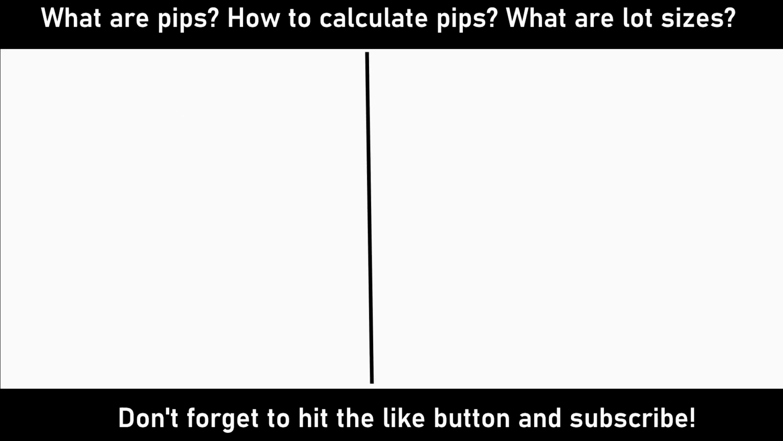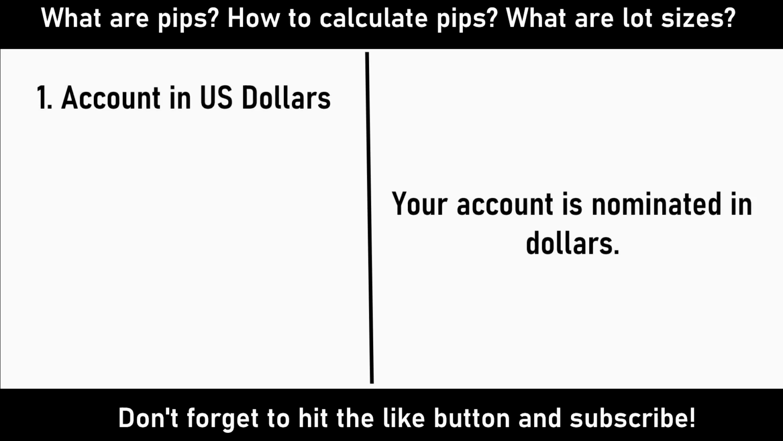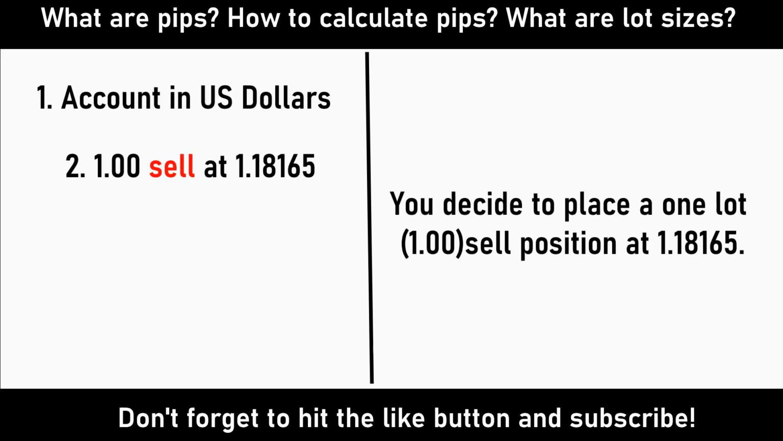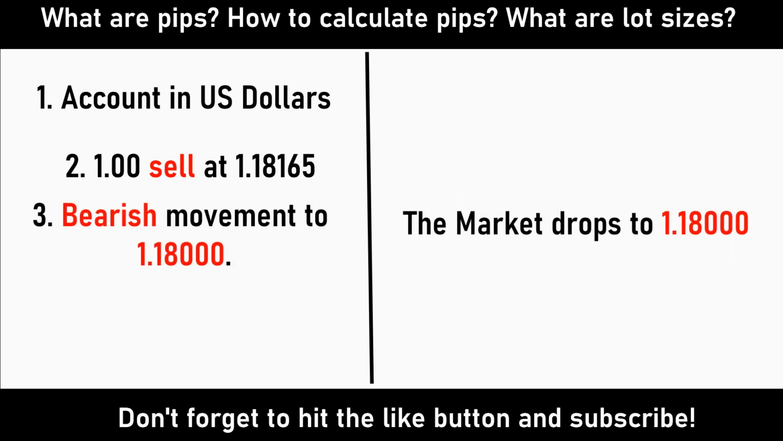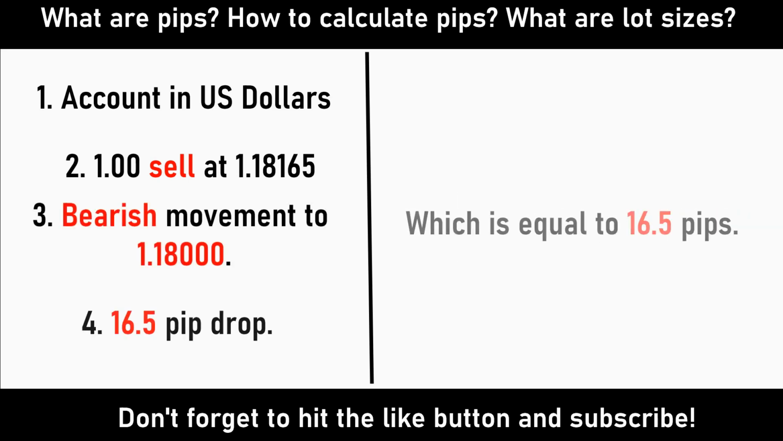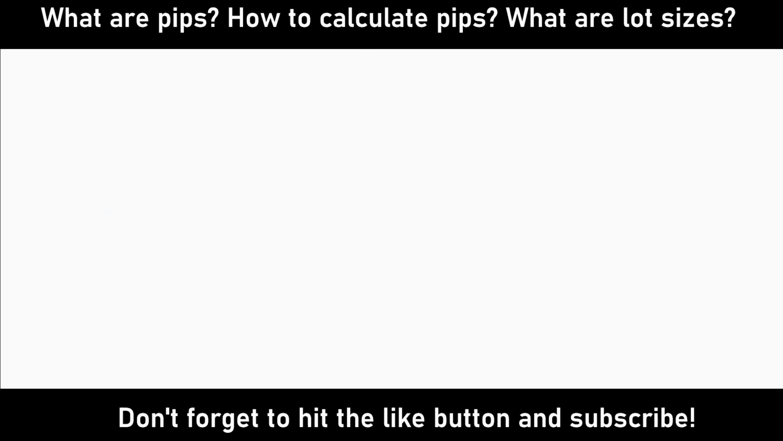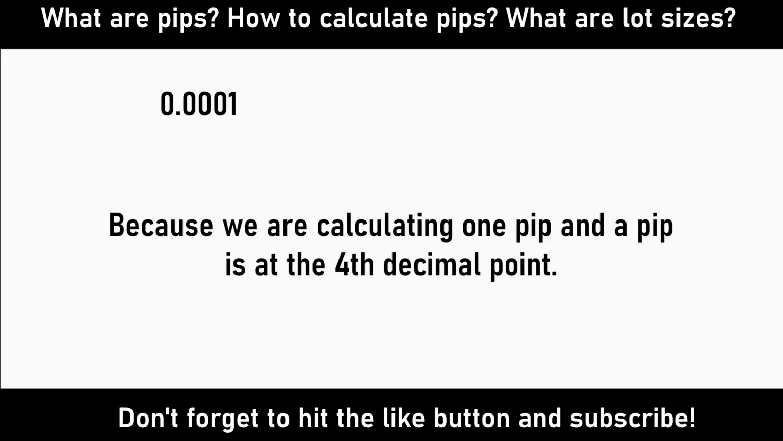Now let's imagine that your account is nominated in dollars, and you decide to place a one lot sell position at current price, and the market drops to 1.18000, which equals 16.5 pips. To calculate the value of a pip, it will be 0.0001 because we are calculating one pip, and a pip is at the 4th decimal place.